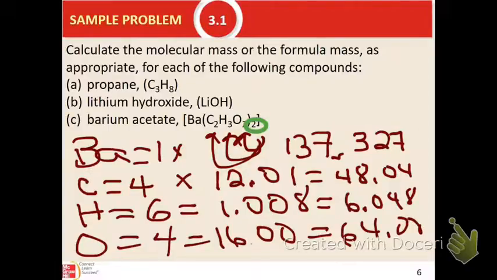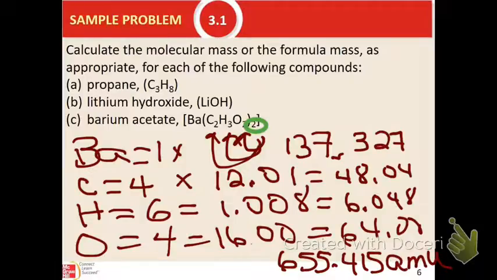And then you're simply going to add each one of those up. So you're going to take the 137.327 plus 48.04 plus 6.048 plus 64, and you get 255.415. That's in AMU. So this is 255.415 AMU. And please understand what that is.